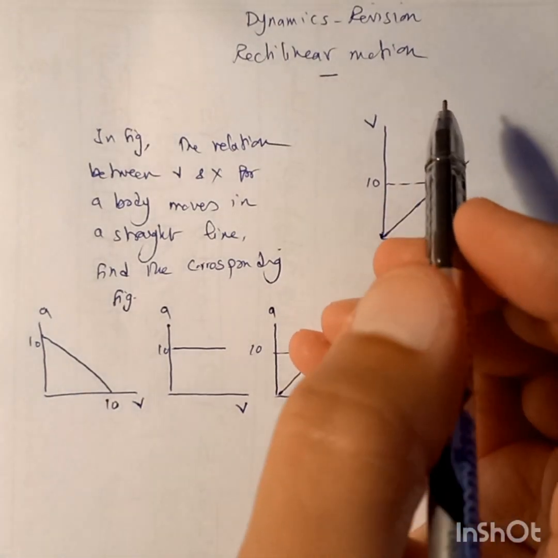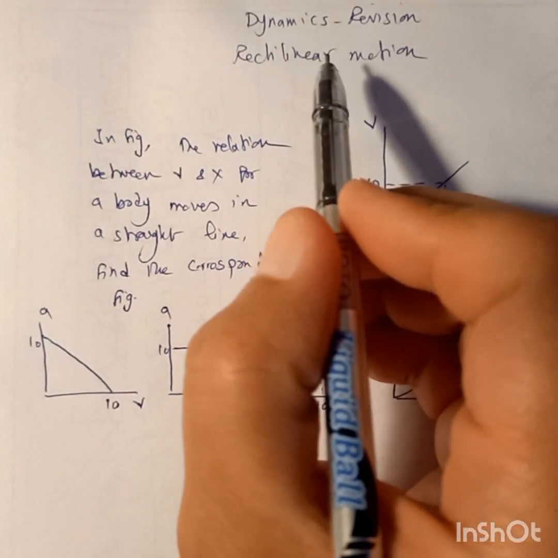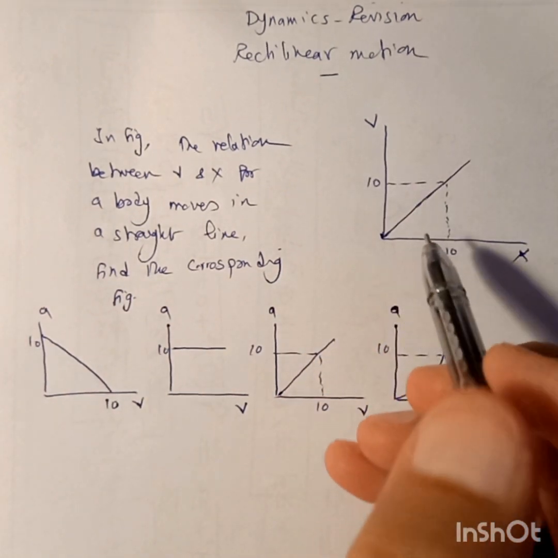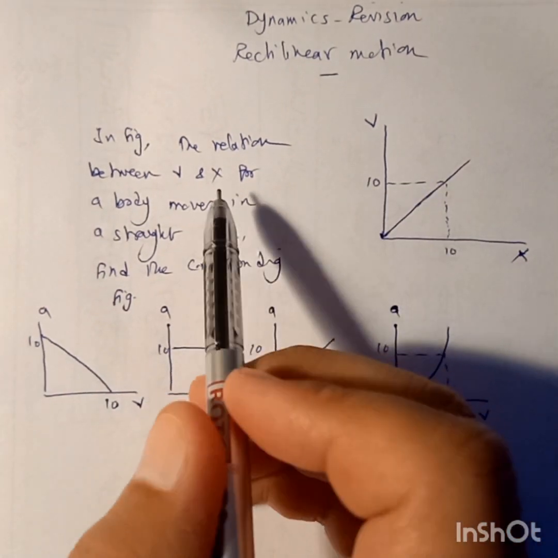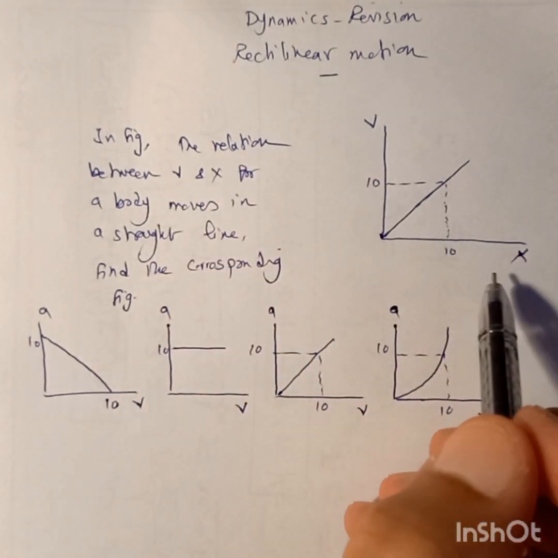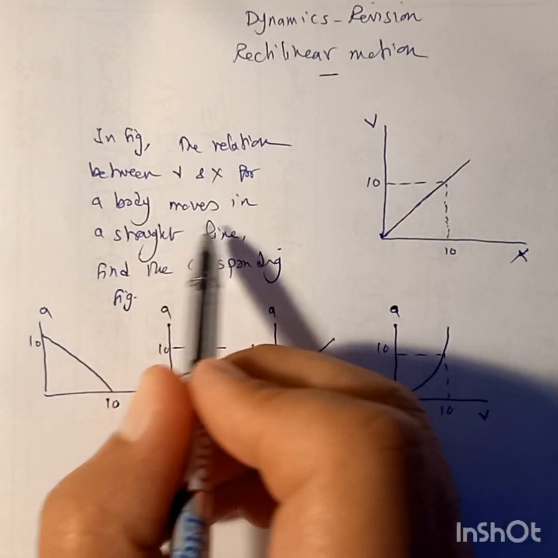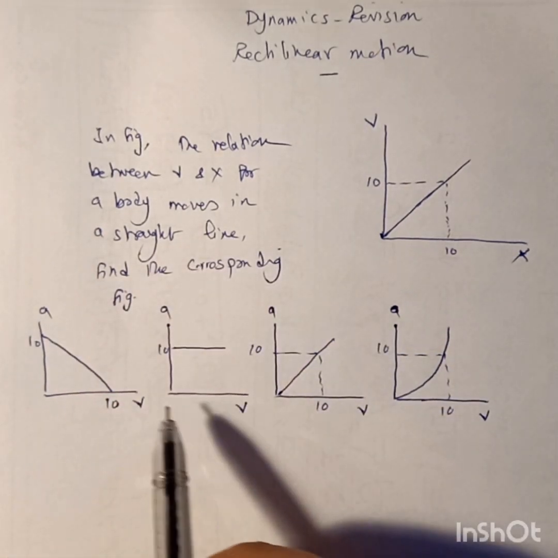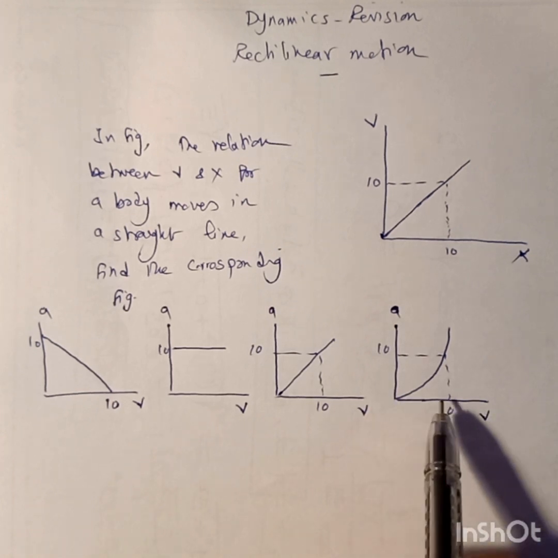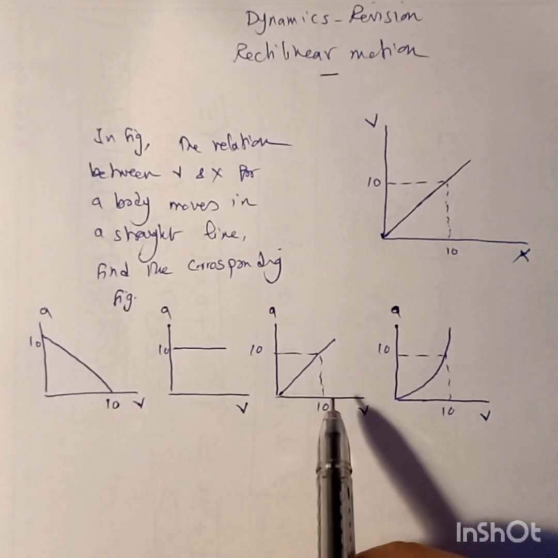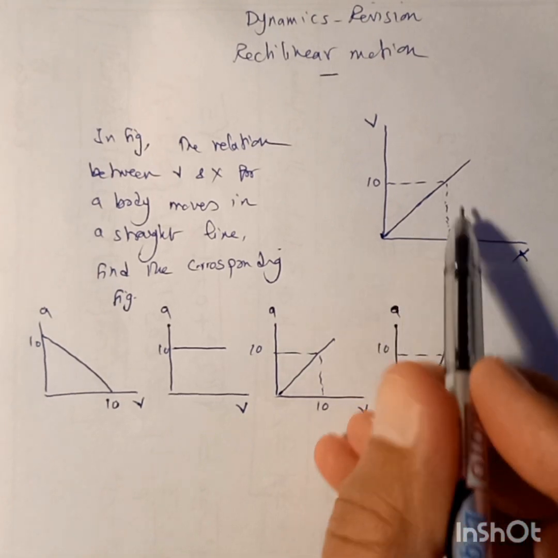Bismillahirrahmanirrahim. Now we're going to complete our revision of dynamics rectilinear motion. Here we have this example. In this figure, we have the relation between velocity and displacement or position for a body that moves in a straight line. Find the corresponding figure from the figures below. We have here 4 different figures. It's required to find which one is corresponding to this one.